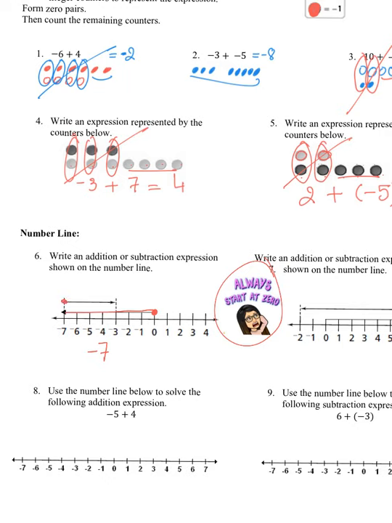Okay, we're going to see how many units they go on the right side. 1, 2, 3, 4. Add 4. Don't get confused when they say negative 3 right here. It goes to the right 4 units, so I add 4. This is kind of like a zero pair right here. So I take away that zero pair, and the answer is negative 3.